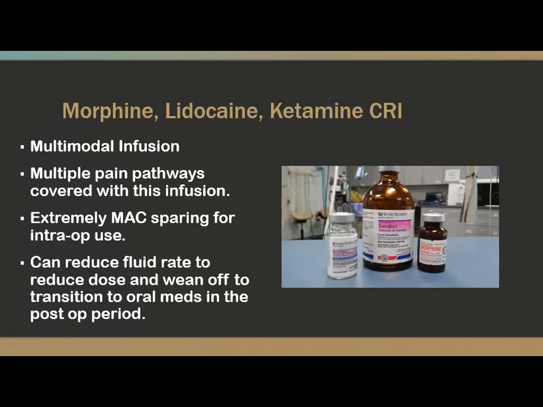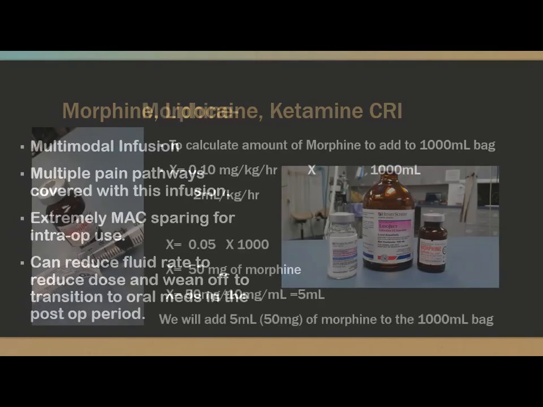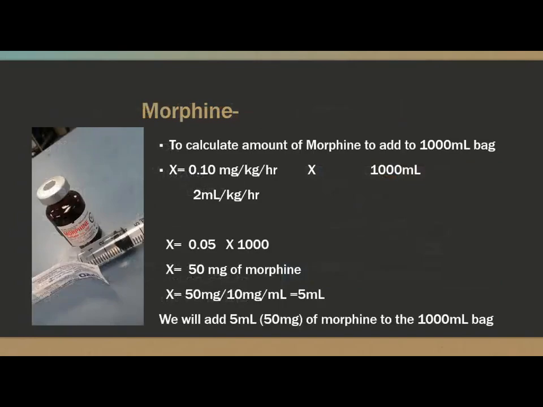So for him, again, it's patient-specific. Every patient's different, right? But some patients are extremely MAC sparing. So if you're worried about vasodilating them with your inhalant or you want to reduce your inhalant, keep your inhalant low, a CRI is a nice multimodal way to go for these patients. So if I was going to do an MLK CRI, okay, and I had a liter bag, if I want to calculate out the amount of morphine to add to this bag, this is how I would do it. Now, this mgs per kg per hour can be changed.